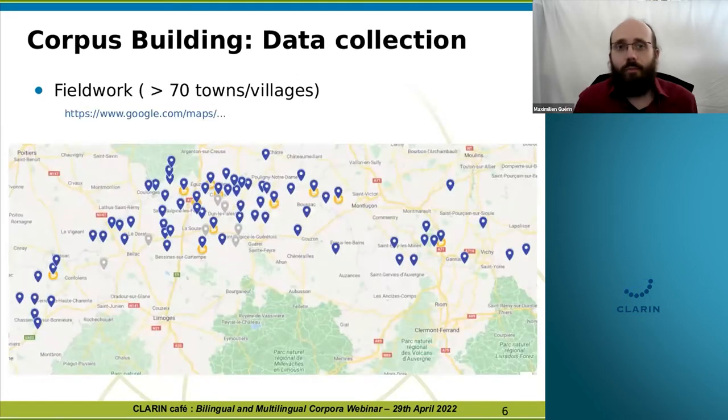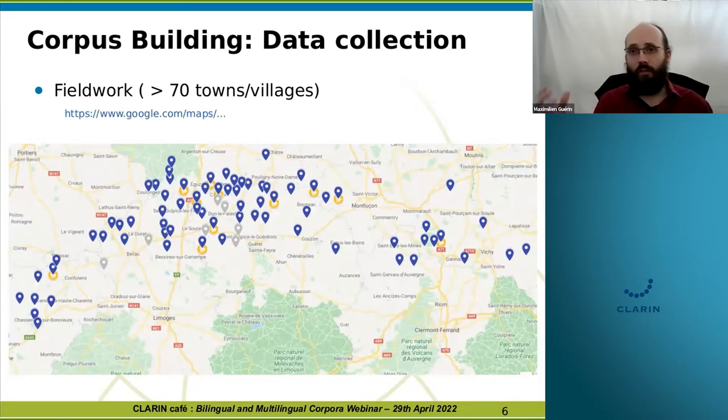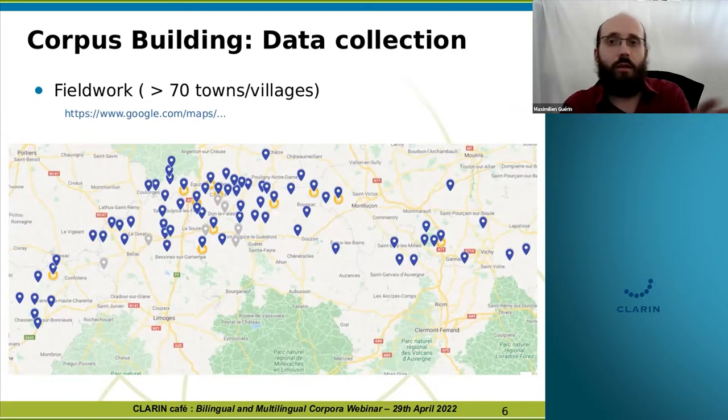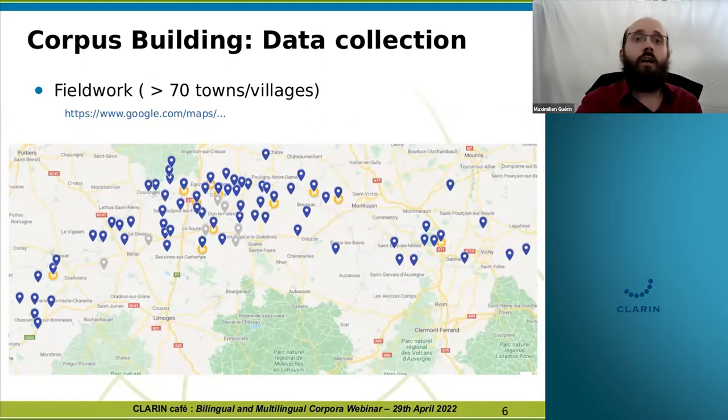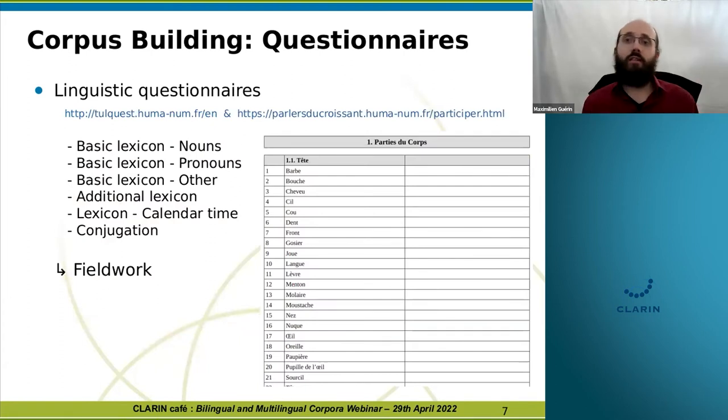To make this corpus, we collect data thanks to fieldwork. So we did fieldwork in more than 70 towns or villages in the Crescent area. On the map, you can see all the towns and villages we visited to collect data. To collect this data, we have some different kinds of solutions, but one of them is to use linguistic questionnaires.